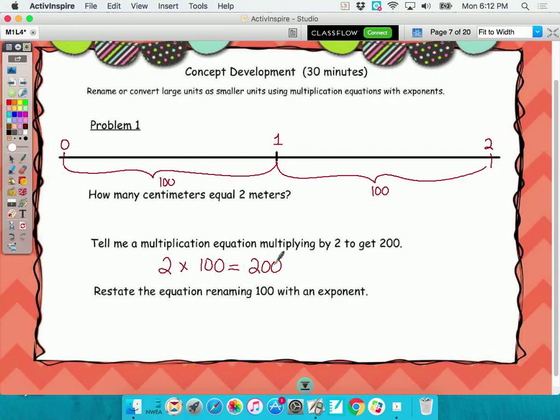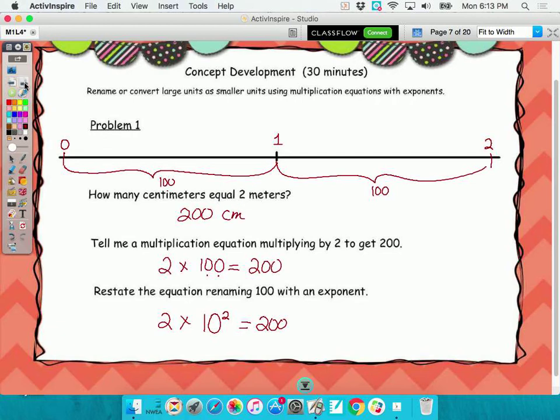Now how could I write the same thing, but instead of using 100, I'll use the exponent. So this is exponential form. 2 times 10 to the, how many zeros? Second power equals 200. So how many centimeters equal 2 meters? 200 centimeters.